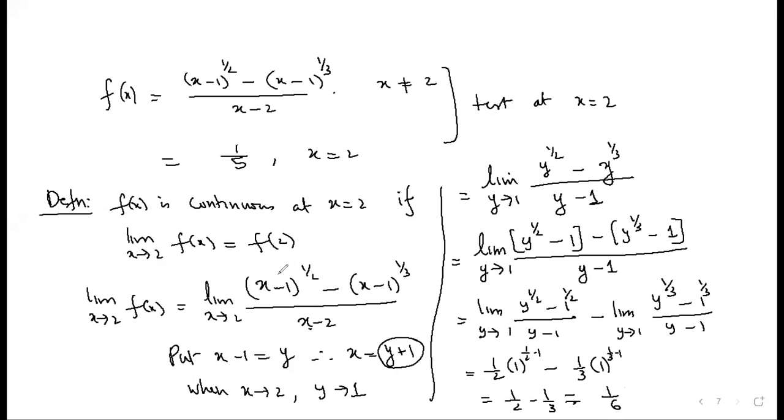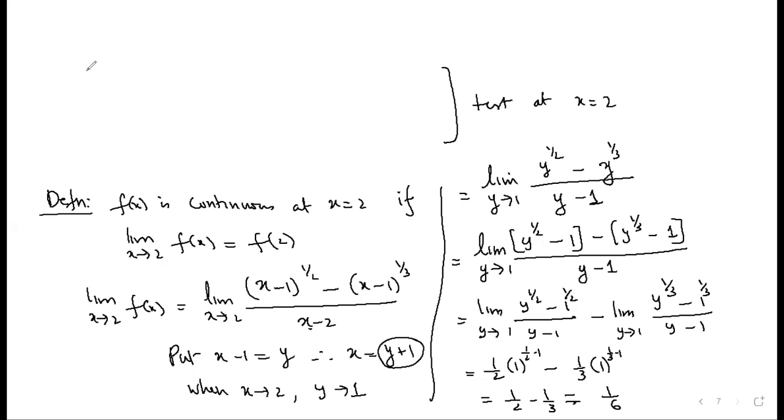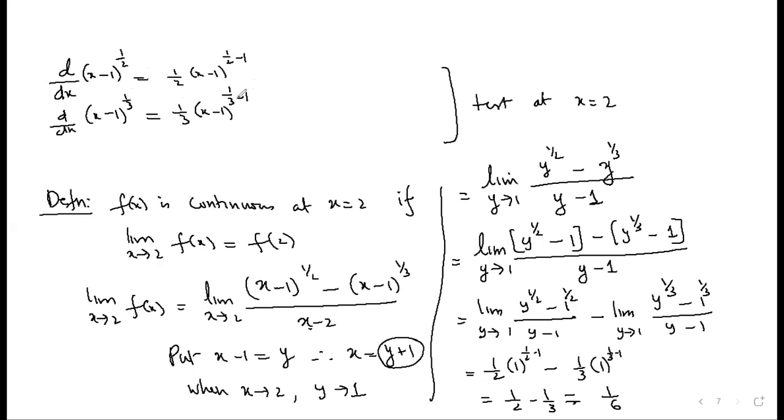Even if you would have done derivative, it's okay. Can you tell me what is the derivative of this? If you apply your old formula for x raised to half, you will get it. What is the derivative of x minus 1 raised to half? Half into x minus 1 raised to half minus 1. Derivative of x minus 1 raised to 1 by 3: 1 by 3 x minus 1 raised to 1 by 3 minus 1. You can do this also. You would have got the same answer.